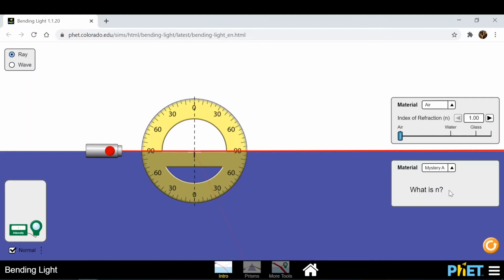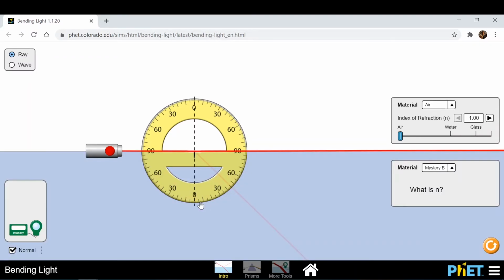So once you've measured your critical angle, so from the normal line to the refracted beam, then you just want to switch over to mystery B on the bottom here. And again, this is going to give the critical angle, so you want to measure the angle from the normal to the refracted beam. And using this measurement, you'll be able to calculate the index of refraction using equation number 2, where the upper medium is air, and the angle you're measuring here is that critical angle.